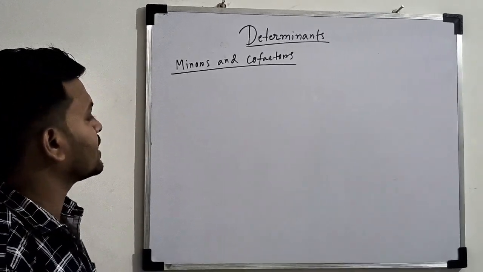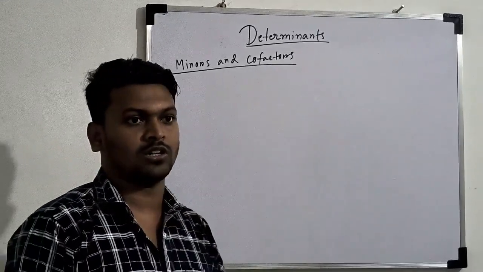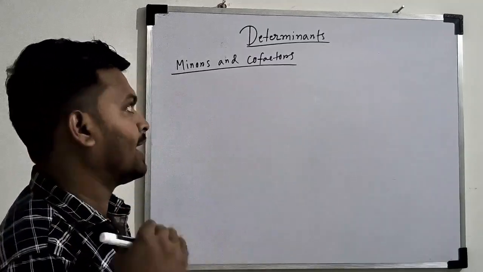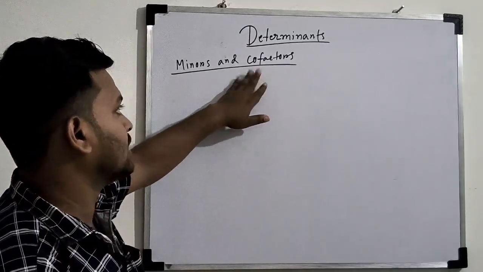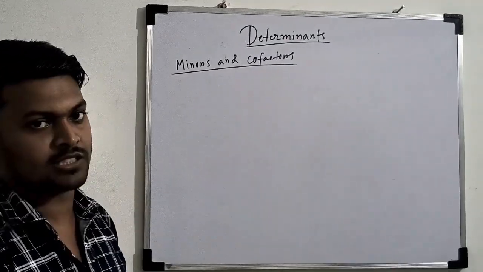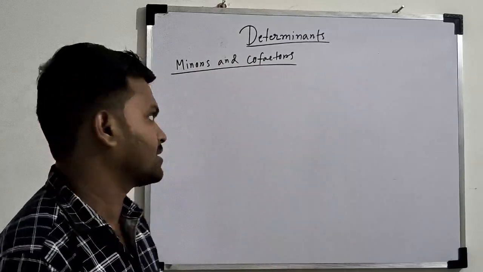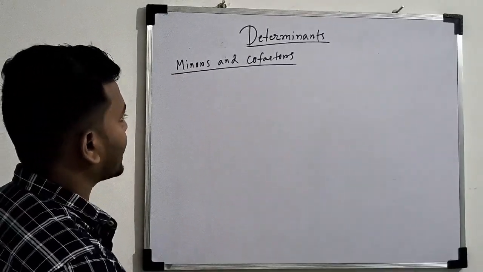So in the previous lecture, I discussed matrices and determinants, and today I will discuss the remaining part of the chapter on determinants. So first of all, minors and cofactors.